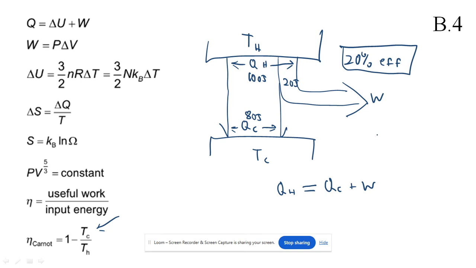Anyway, that is sort of, I don't know, thermodynamics, sort of.